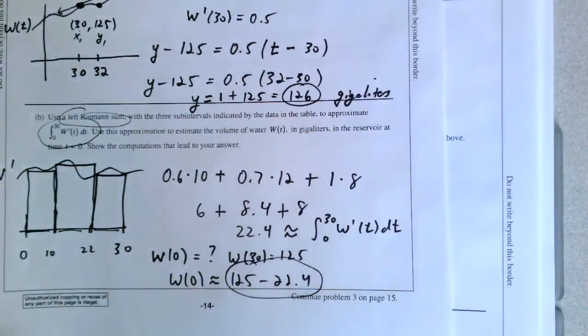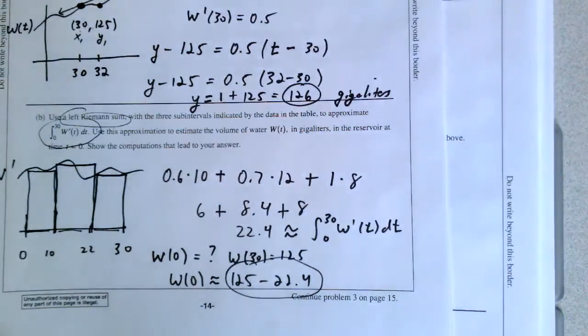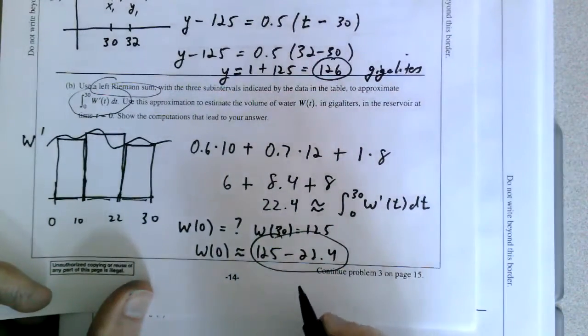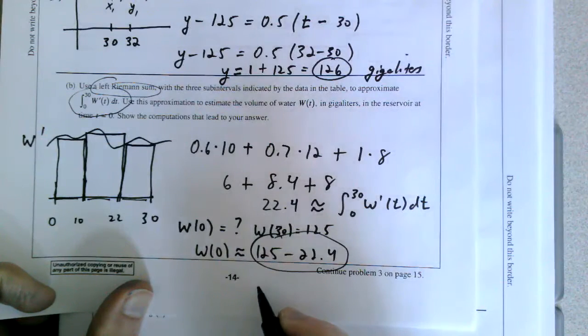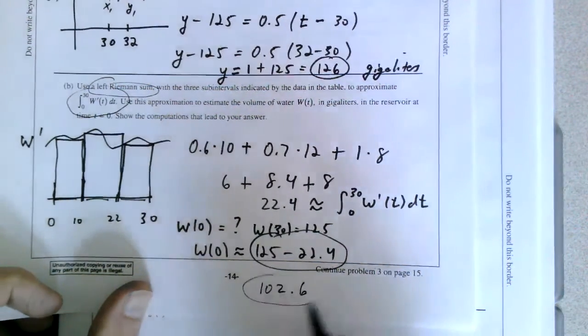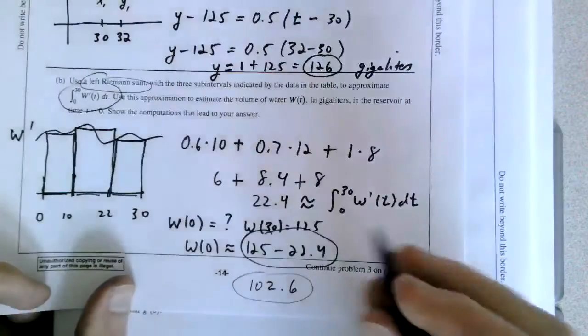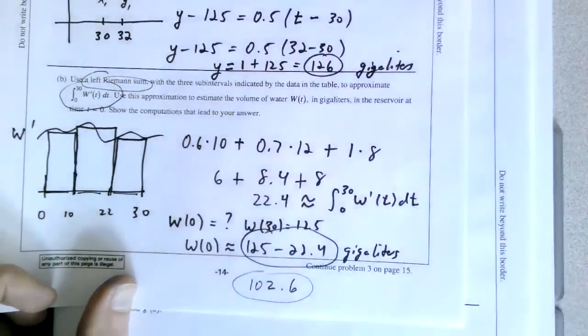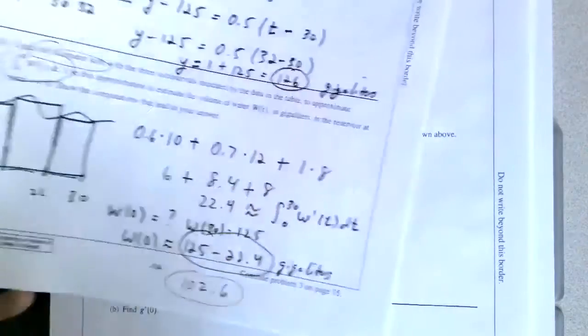And as I've said, you can leave answers unsimplified on the AP exam, but if you wanted to, I guess this would be 102.6. I believe that works. Yeah, but you can just leave it like that. Oh, and you should write the units. That's a good habit. So that's part B.